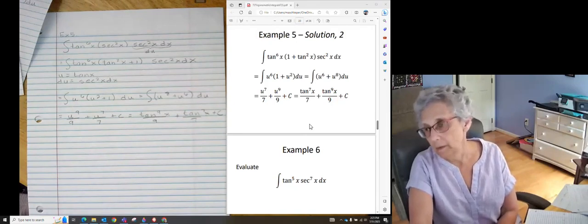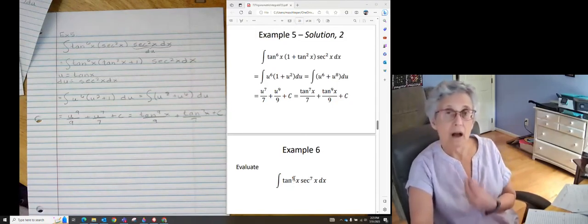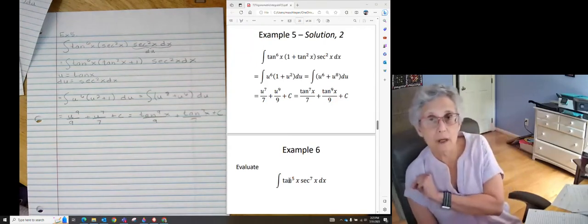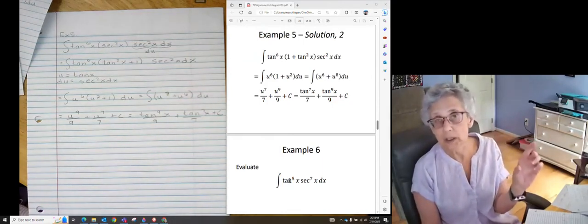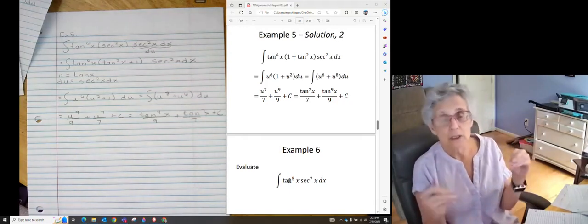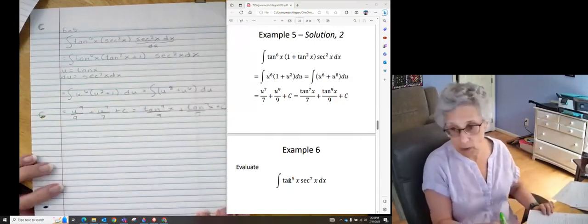Okay, this one, we do not have an even exponent on secant, but we have an odd exponent on tangent, so we can take one of those away from tangent and we'll be left with an even exponent on tangent, and we can rewrite that using our Pythagorean identities. So that's my goal for this one.